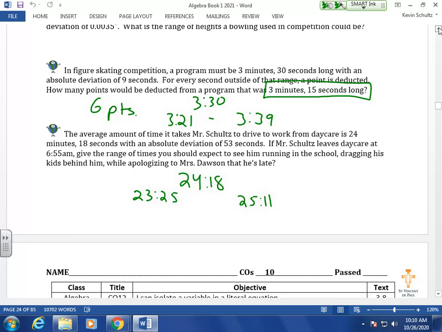Then you had to take the time that I leave, 6:55 in the morning, and add 23:25 to that. That's where the 7:18:25 comes from as the earliest I could arrive. And then you had to add 25:11 to that, and I came up with 7:20:11, which is about the time that I got here today. Whew. Okay? So it's kind of a two-step thing. First, you had to calculate the shortest and longest times it would take me, and then apply that to the context of the question. All right?